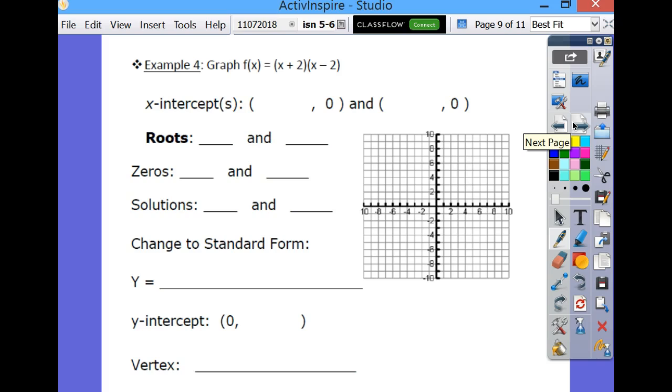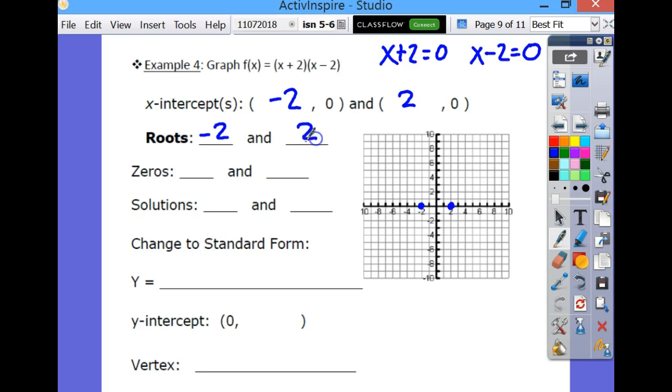Okay. So, this is already in root form. It's already factored. So, to find the x-intercepts, you solve those two little equations. If you solve those two little equations, this is going to be the roots and the zeros. X equals negative 2 is the solution. X equals positive 2 is the solution.